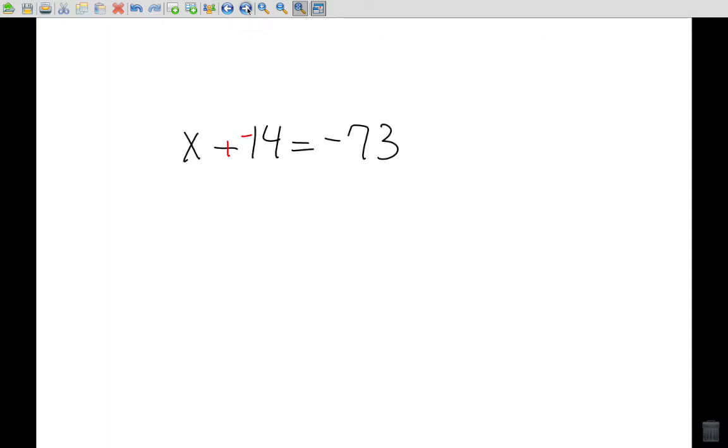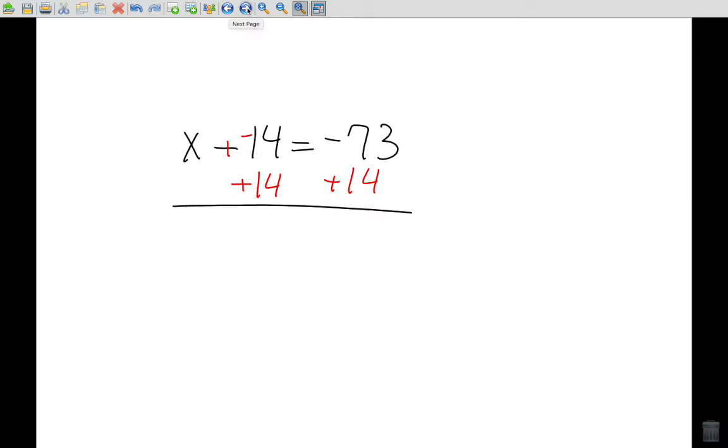We don't want it there on the left side where the x is. We want only x remaining. So we should be thinking, what do I add to negative 14 to make it 0 out, to eliminate it? Well, negative 14's opposite is positive 14. So let's add 14 not just to the left side, but to the right side also.